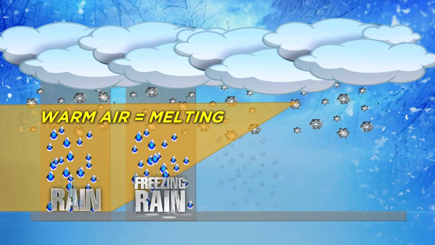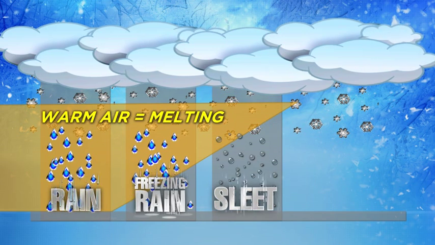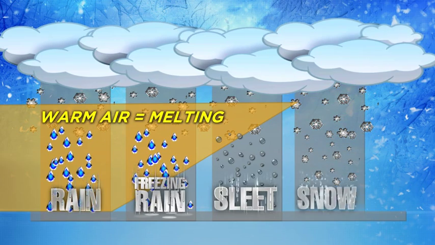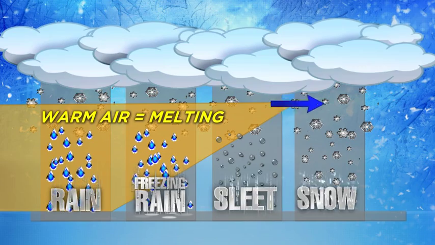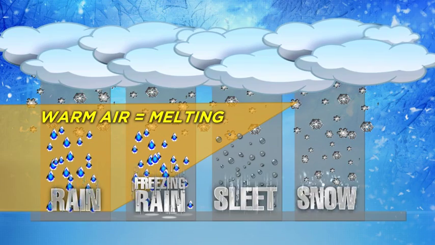Now, sleet's a little different. It also starts off, though, as a snowflake, and then it hits that melting layer. But then it has plenty of time to hit really cold air and freeze on its way down to the ground. So it refreezes into a little ice pellet. That's what sleet is, and that's why you hear that tinging sound. And of course, snow is when you don't have that warm layer aloft, and it's snowflakes from the top all the way down to the ground.